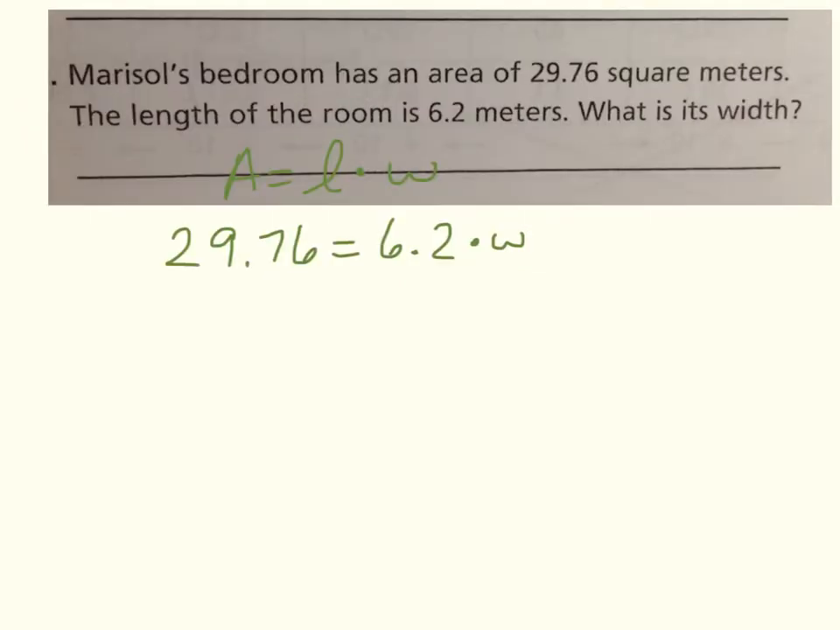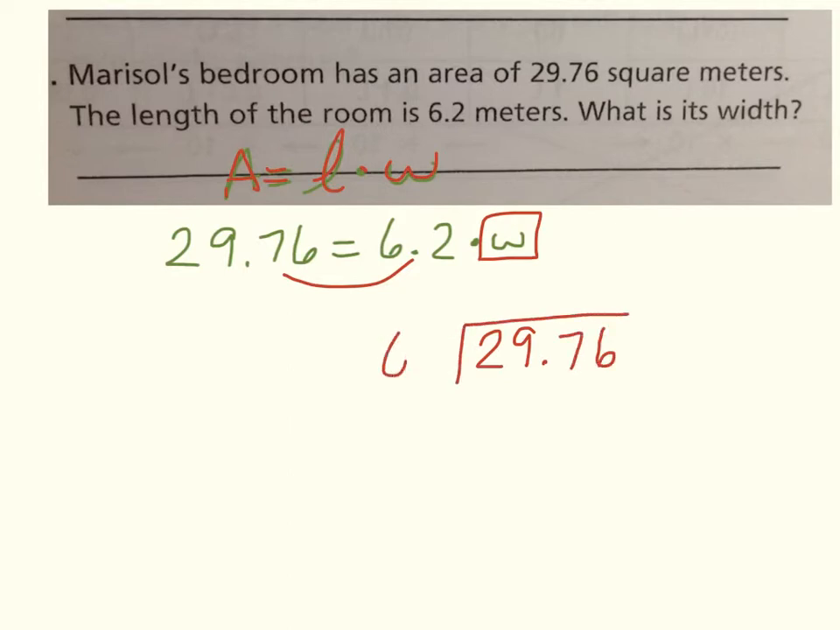So here, because we're talking about area, we think of our formula of area equals length times width. And we have this unknown, which means we need to divide these two. So we're going to divide 29.76 by 6.2. If we move this over 1, we move this over 1, which means now it's here. So I'm going to bring that straight up. I'm going to round this to 60.